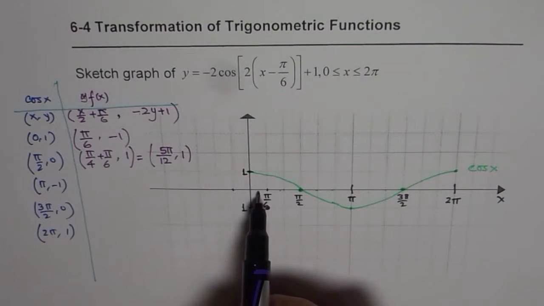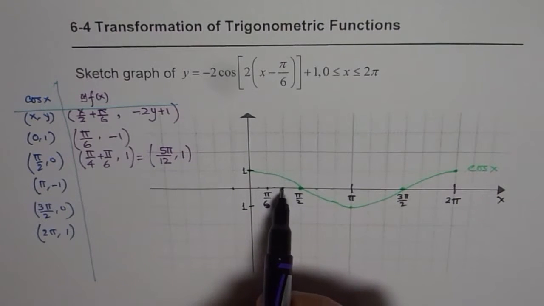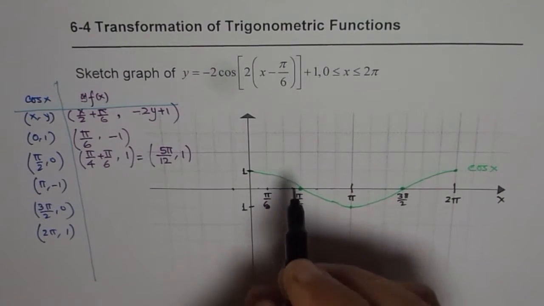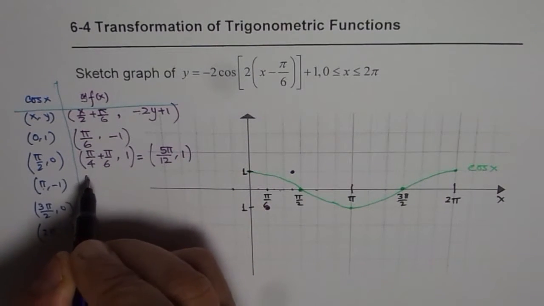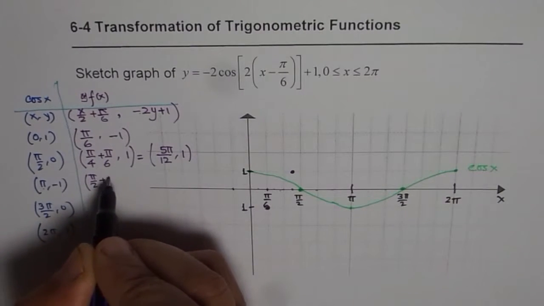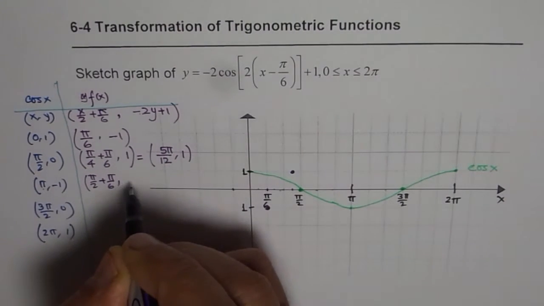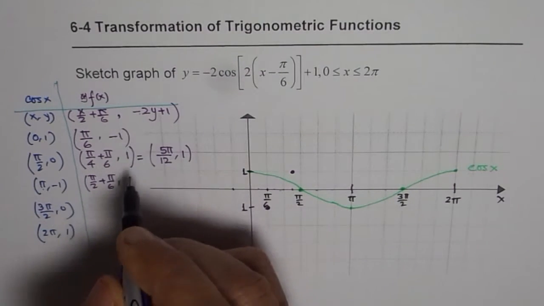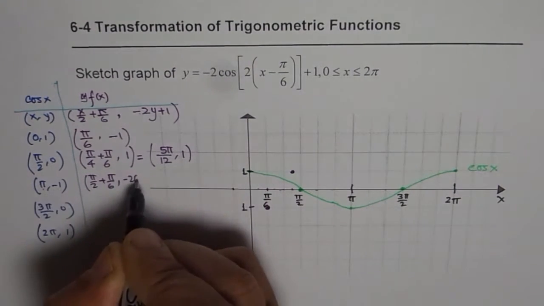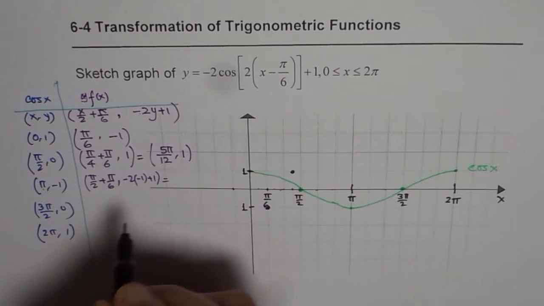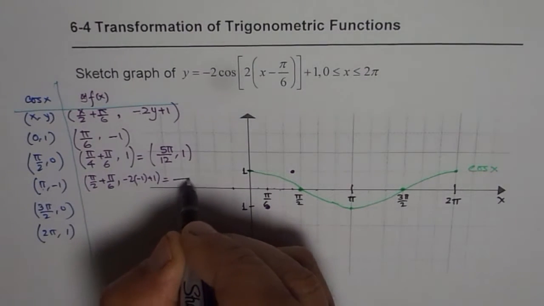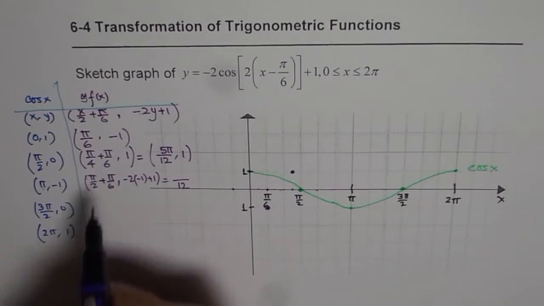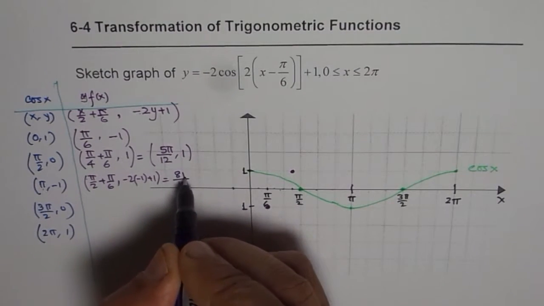So 12 is like half of these, correct? So 5 of this. So 1, 2, 3, 4, 5. 5 pi by 12 and 1 gives us this point. Next one is pi. Half of this is pi by 2 plus pi by 6, and the y value is minus 2 times minus 1 plus 1. So that is equal to, again, pi by 2 and 6, we have 12, and here we get 6 plus 2, 8, right? So 8 pi by 12.